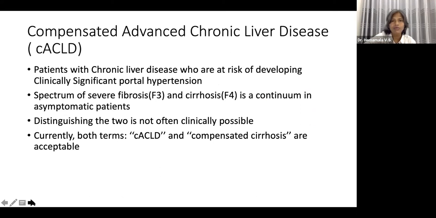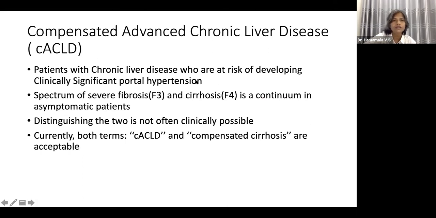Now we come to our term, compensated advanced chronic liver disease. This is defined by Baveno 6. Baveno, we know, is the consensus group working on portal hypertension. So far, 6 meetings have been held and published. And in the last week of October, they had Baveno 7 also, but we don't have the publication yet.